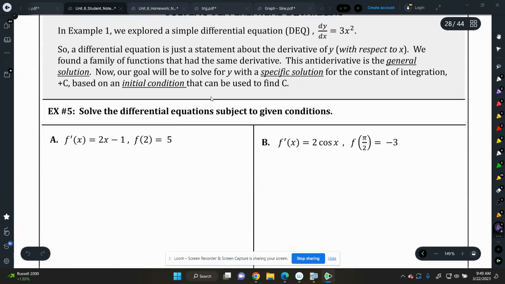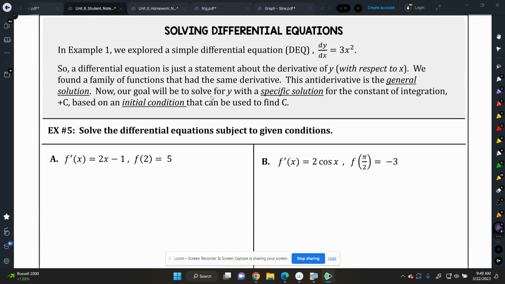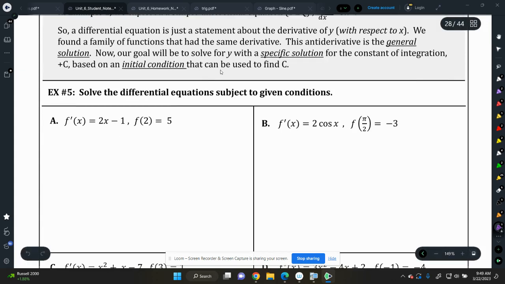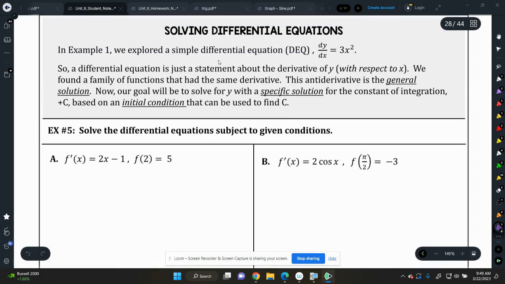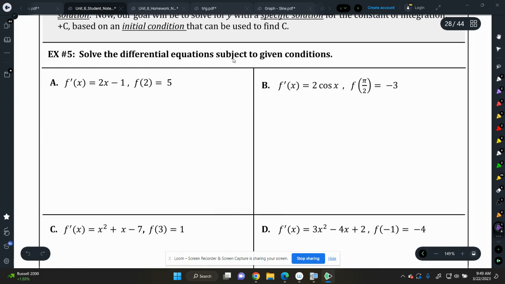All right, so we're on page 26 of your notes. We're gonna look at what we call solving differential equations. Okay. And this is just kind of the introductory version of it. Okay. They will get a little more complicated. Okay, solving differential equations. So we're asked to solve the differential equation subject to given conditions.